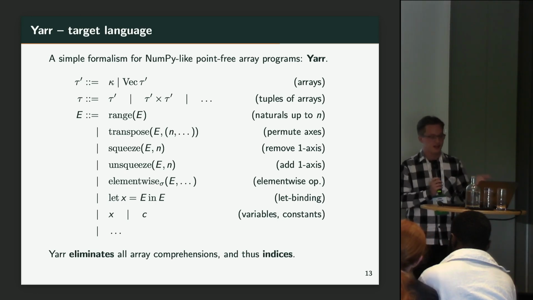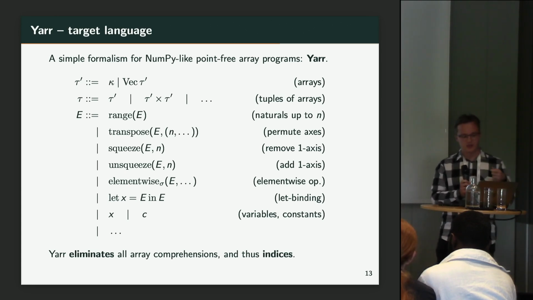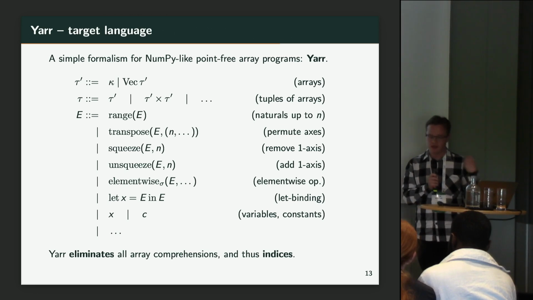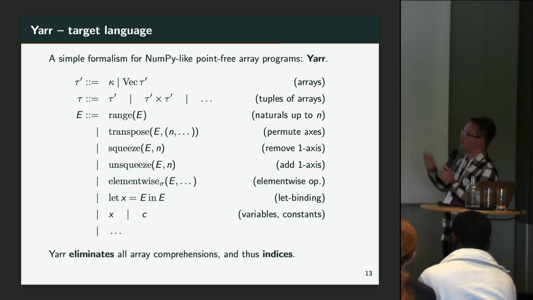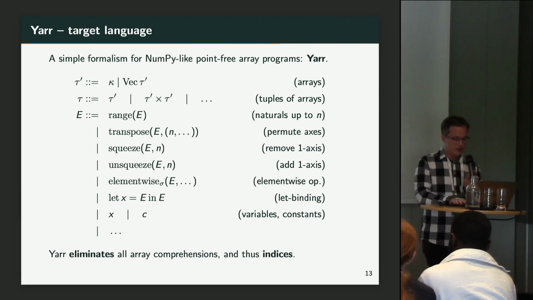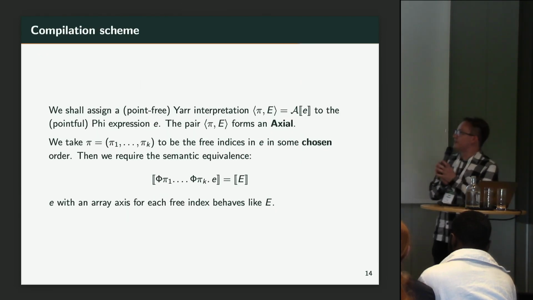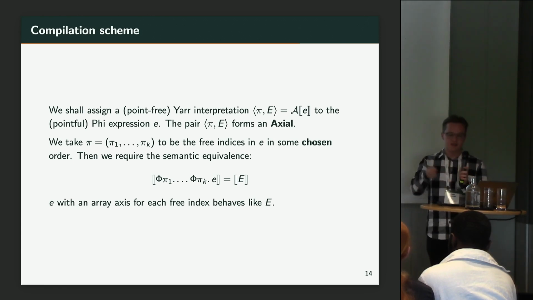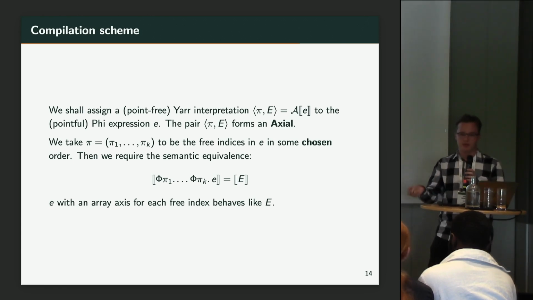It's called YAR. So we've got shape manipulations, some simple constructors, broadcasting element-wise operations, standard stuff you might expect, but obviously no array comprehensions. Those are pointful. We want a point-free program. So the compilation scheme will give us an interpretation for every phi term. It'll take us from pointful to point-free.